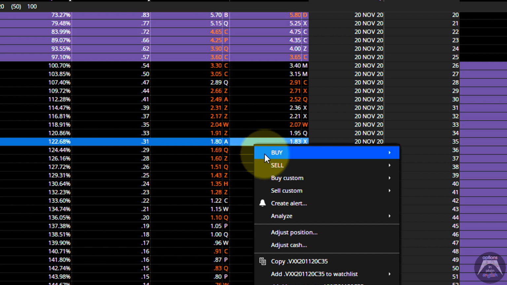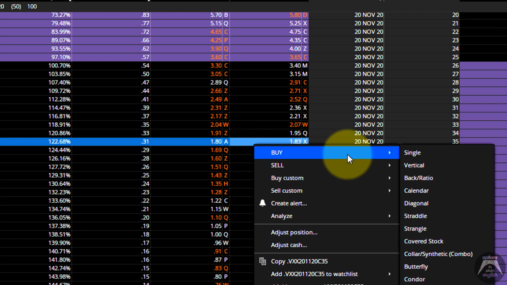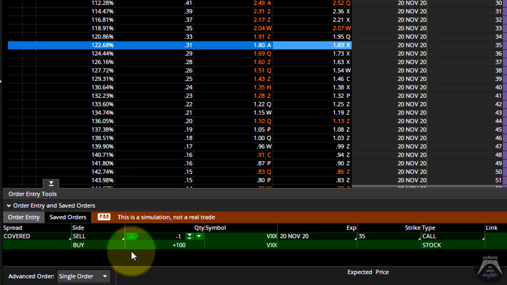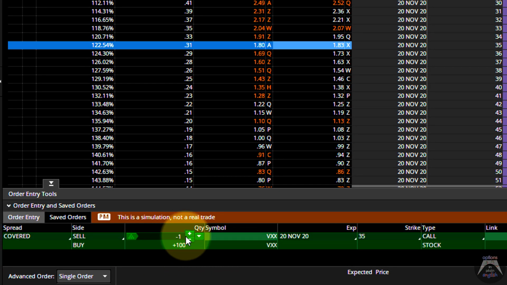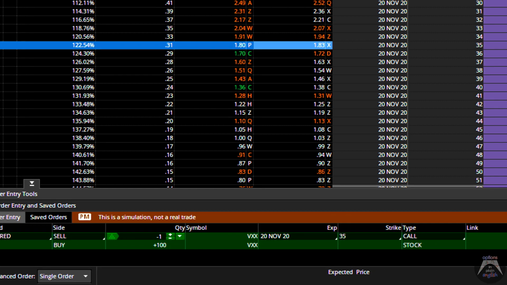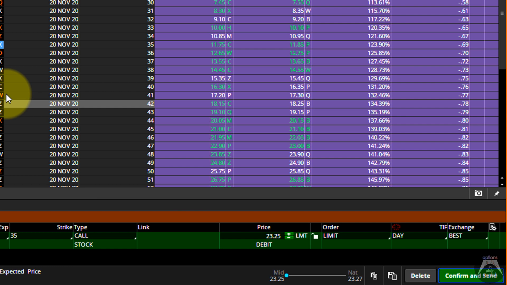So I go right click on the mouse and I go buy a covered stock. I'm going to be buying 100 shares of VXX, and I'm going to be selling the VXX November expiration call, the 35 call. I'm going to do it for this debit, so it's already considering the credit from this call that we're selling.